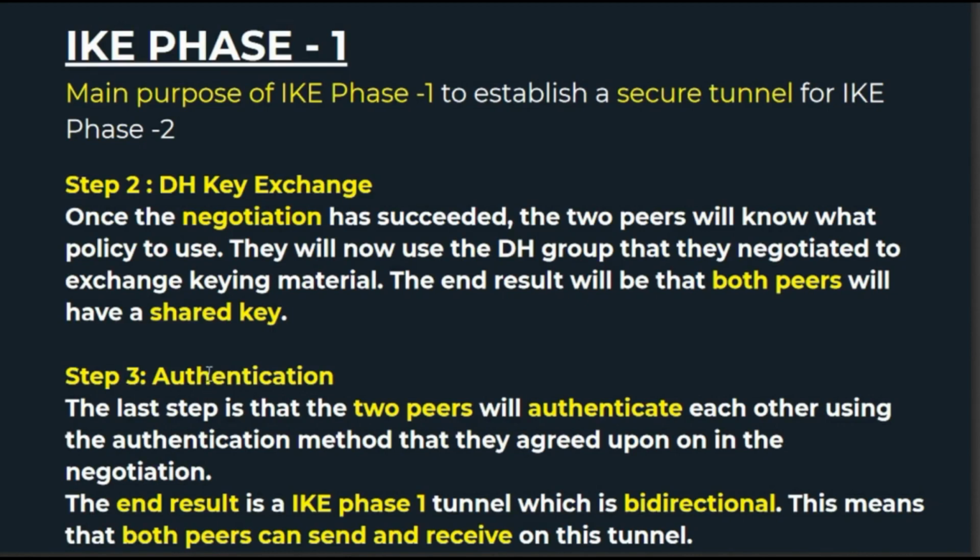Step 3, authentication. This is the last step, where the two peers authenticate each other using the authentication method they agreed upon in the negotiation. When the authentication succeeds, we have completed IKE phase 1. The end result is an IKE phase 1 tunnel, which is bidirectional. This means both peers can send or receive on this tunnel.